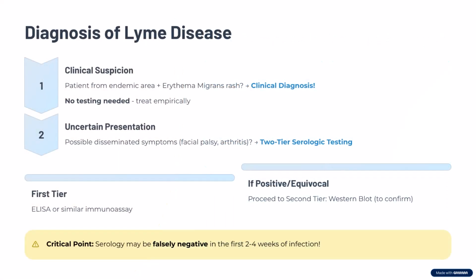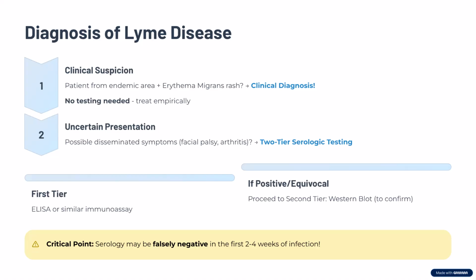Diagnosing Lyme disease can be straightforward, or it can be tricky. Here is the most important rule. If a patient presents with a classic erythema migrans rash and has a likely history of exposure, that is enough for a clinical diagnosis. You do not need to do blood testing in this case. You diagnose and treat.